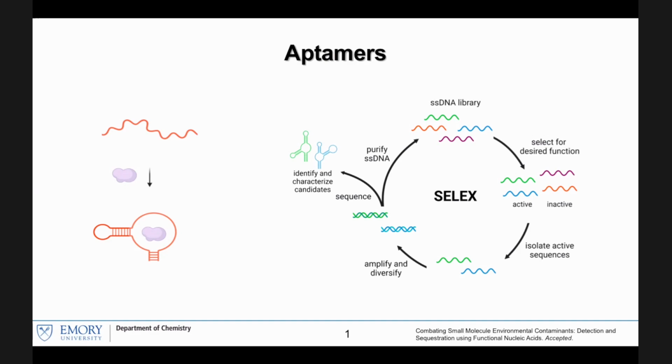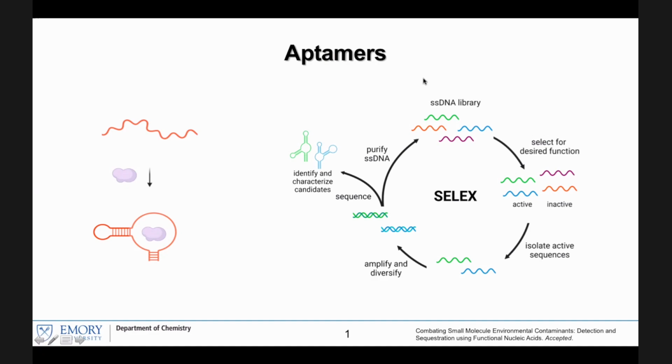We use SELEX, which is systematic evolution of ligands by exponential enrichment. And so we start off with a single-stranded DNA or RNA library. And this library consists of this region that's usually in the middle that has usually N20 or N40 random sequences. And so as you can imagine, you get a very diverse library of about 10 to the 14 sequences. And some of them will be able to bind whatever your target is, but most of them won't.